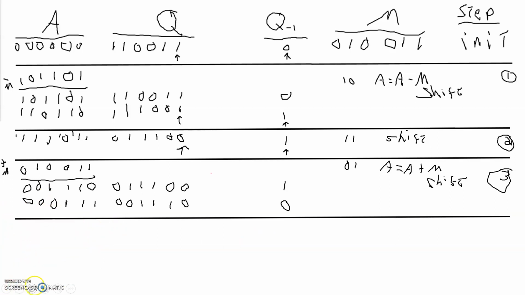Continuing on, we're now going to take a look at step 4. And in step 4, again, we're always looking at these two bits here, the Q0 and this is the Q minus 1. And in the case of being 0, 0, that's just a shift. Shift happens.